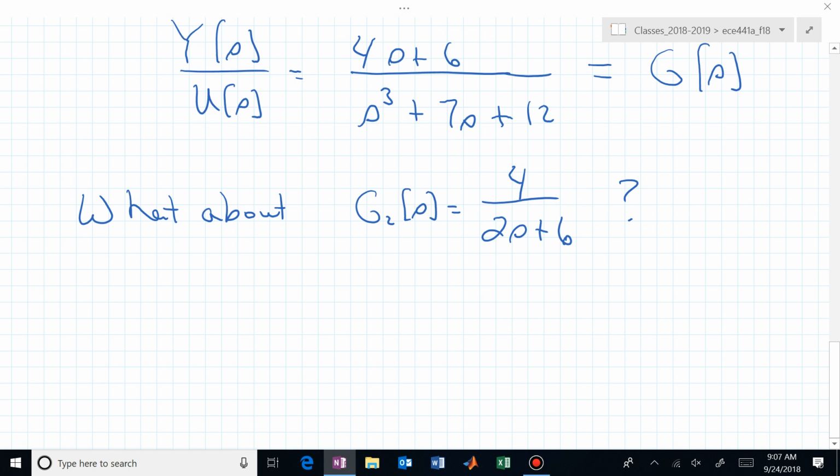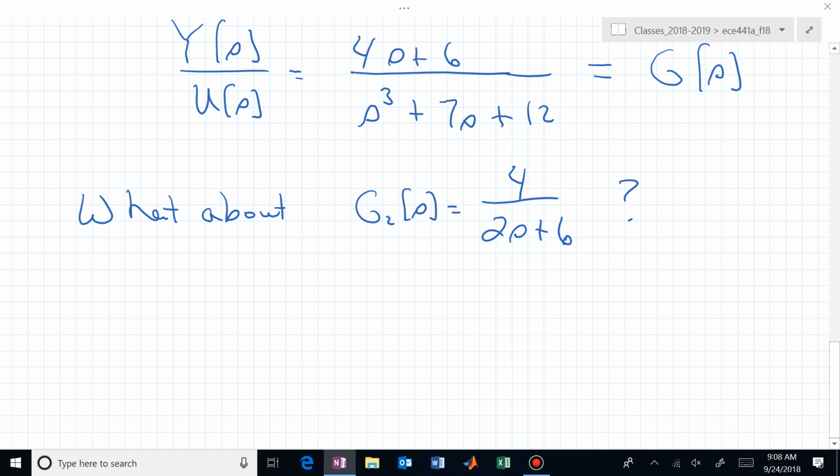Does that make you feel a little bit more comfortable? And why? Why is this one different? And why would that maybe make you feel a little bit more comfortable or confident in your strategy? What's the difference between g and g sub 2? What are some differences? Pardon? The order of the denominator, which is then the order of your system. G of s is what order?